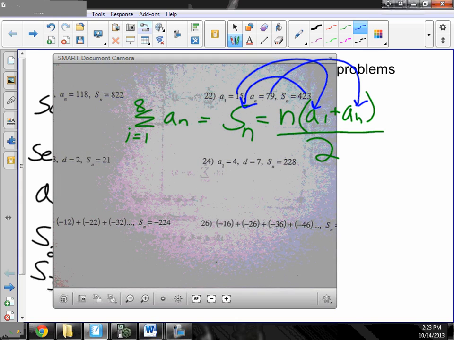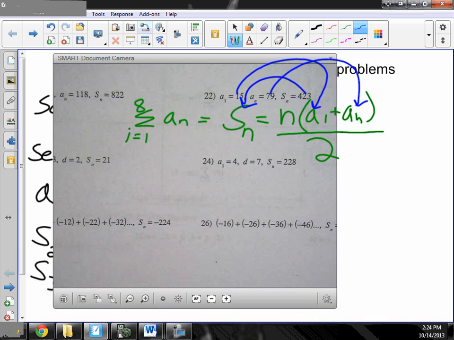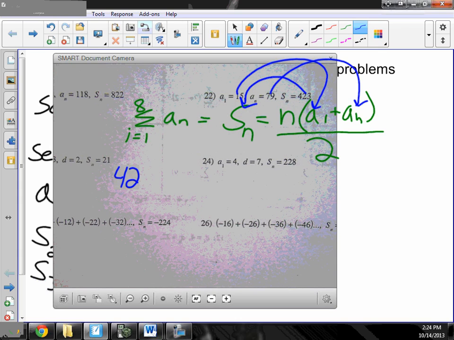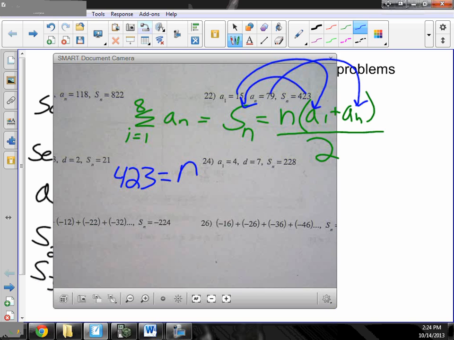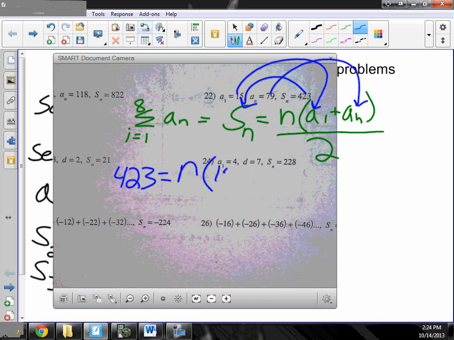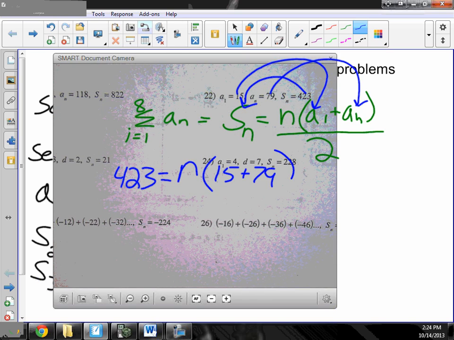So if the first term is 15 and the last term is 79, and if I add all the terms together, I get 423, how many terms were there? Now, there's a much longer way to figure this out that we're not going to bother with. We're just going to use the formula. So plug everything in. 423 equals n is unknown. We're going to times that by 15 plus 79, and then we divide all that by 2.